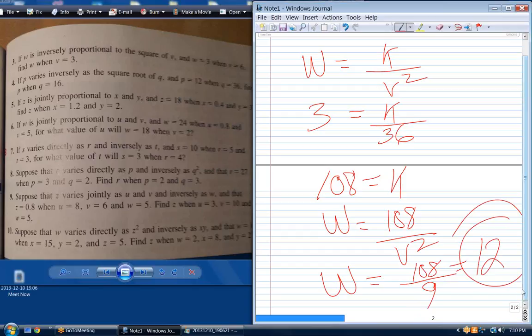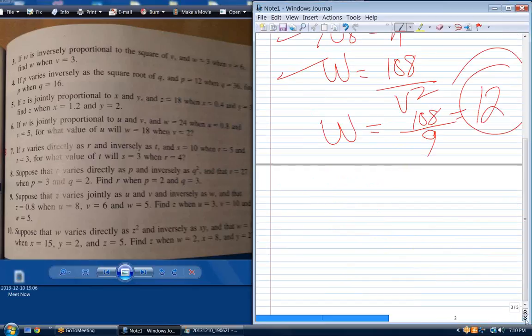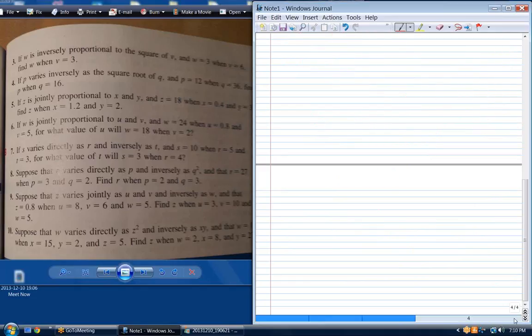And that's what we're going to do on every single one of these problems: we're going to start out by writing the general equation, then solve for K, then use that K and write the specific equation. Okay? Let's go all the way down to 10, doing every single one. Okay, number 4. P varies inversely as the square root of Q.